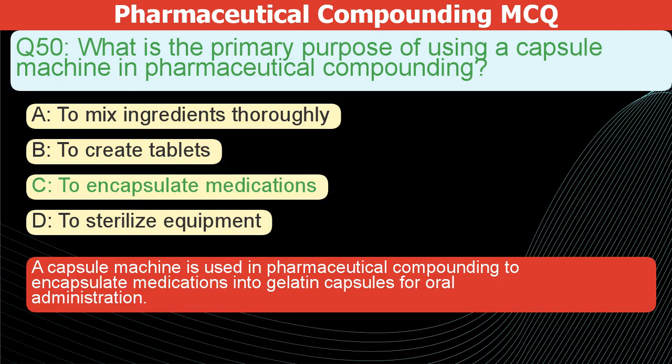The correct answer is C. A capsule machine is used in pharmaceutical compounding to encapsulate medications into gelatin capsules for oral administration.